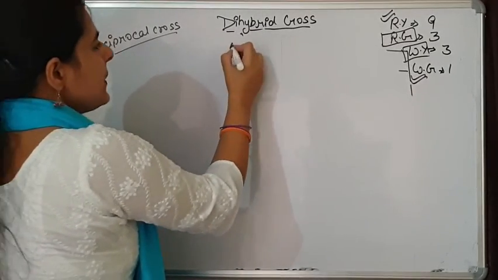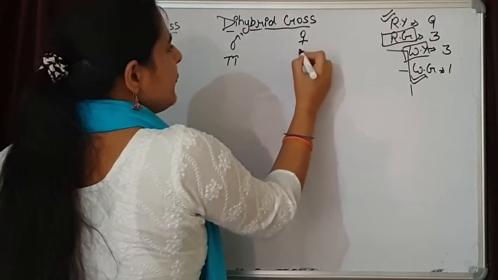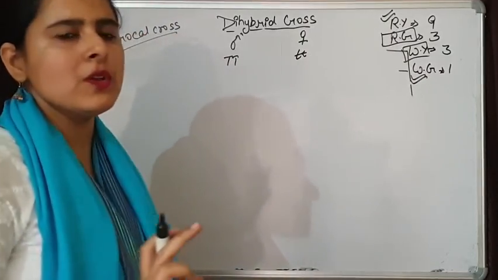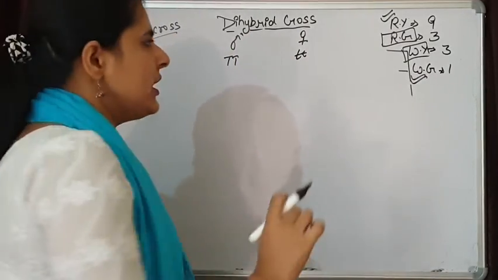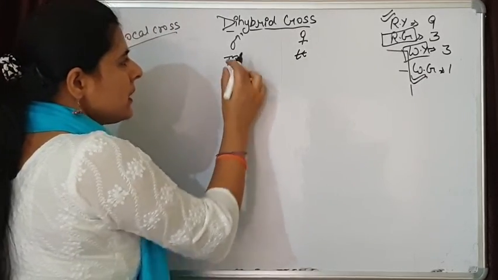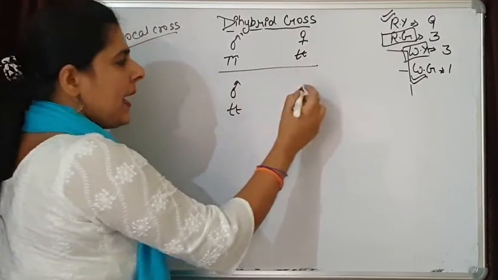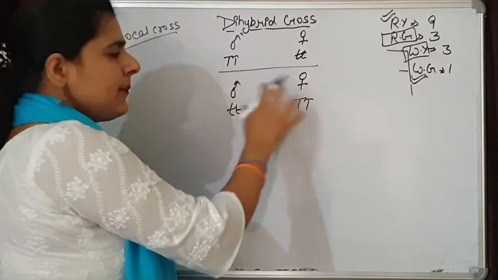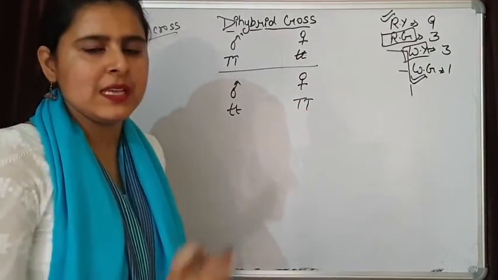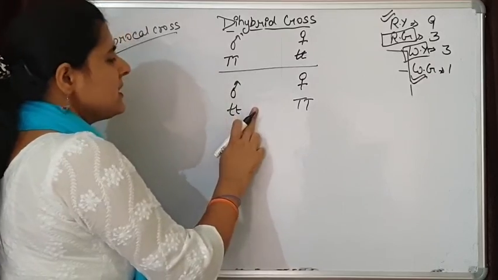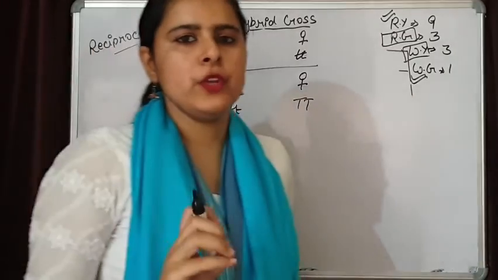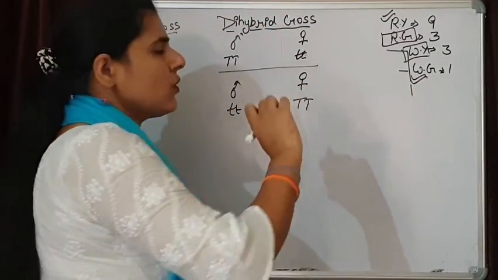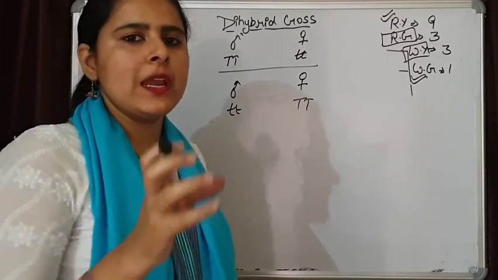Suppose in a monohybrid cross, I took a male parent with capital T and a female parent with small t. This was the cross. If I want to do a reciprocal cross, it simply means the sexes can be changed. Now we are going to take the male plant with small t and the female plant with capital T. So the characters are the same, but the sexes of the parents are changed. This type of reciprocal cross is not going to influence our phenotypic or genotypic ratio. In the same monohybrid cross also, the reciprocal cross will result in the same ratio that we got earlier.